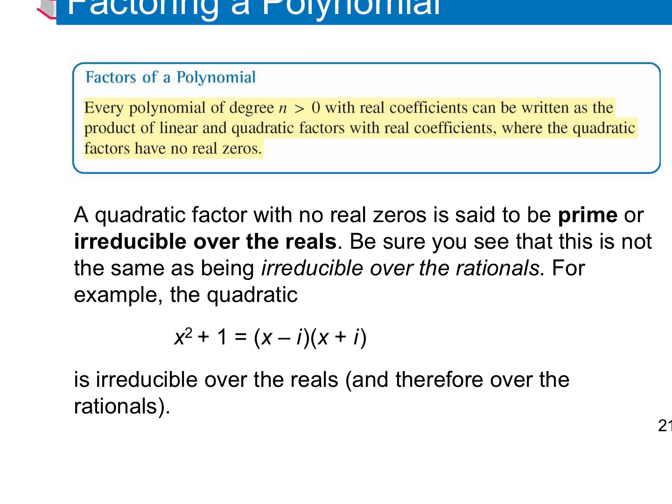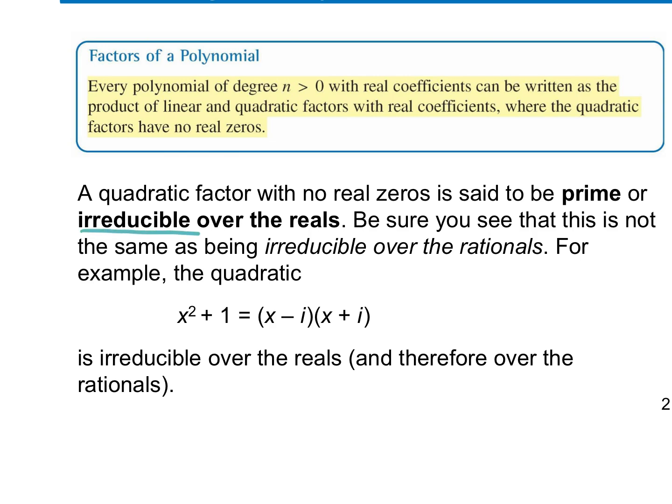So we're going to talk about something that's irreducible over the reals. When we write our answer in factored form, sometimes on WebAssign or on the next test, it'll say to leave your answer irreducible over the reals. This means that it does not want i's in our answer. So it only wants real numbers.